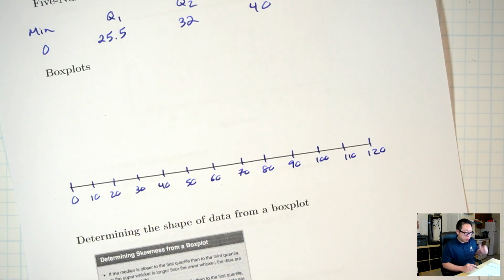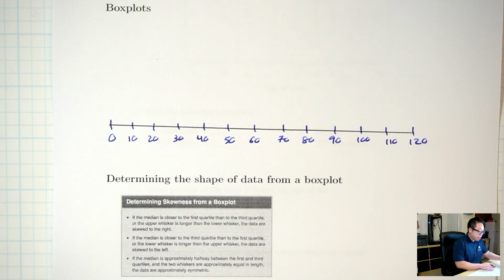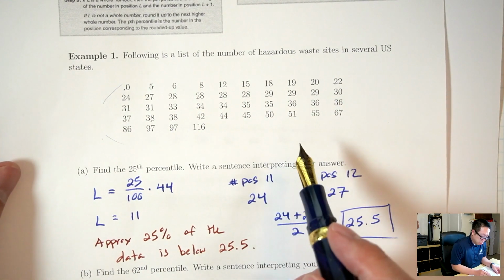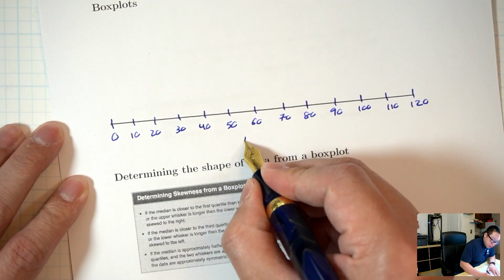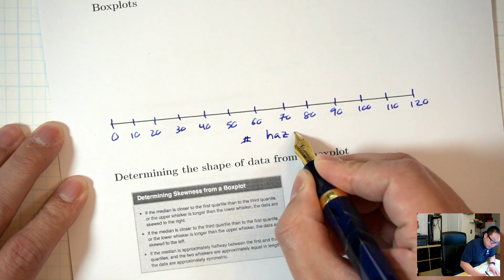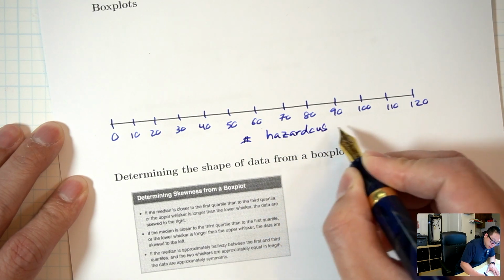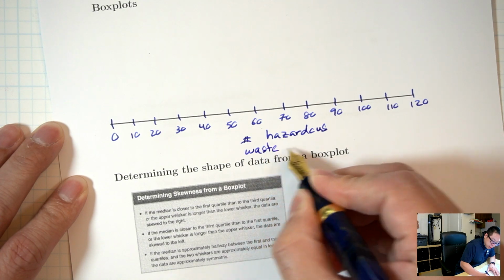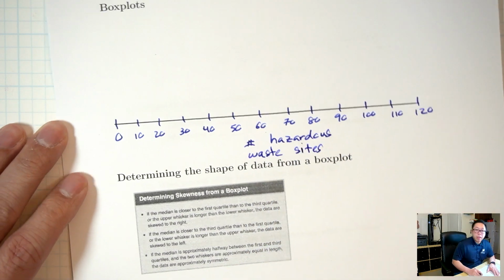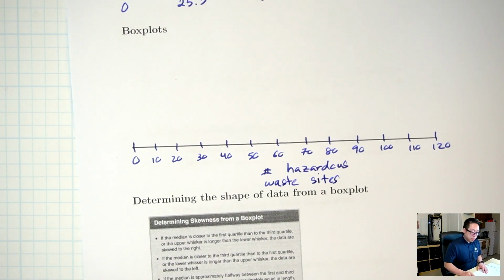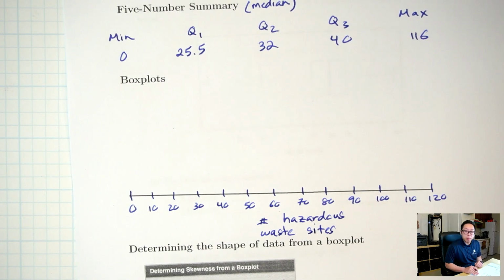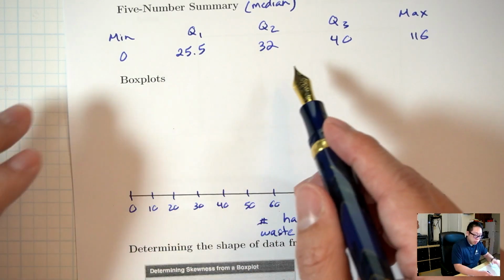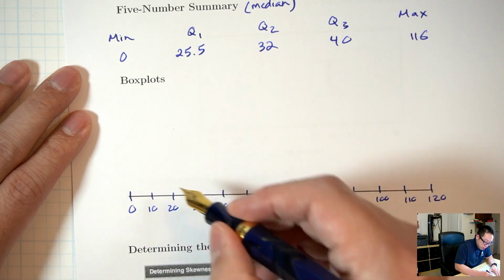And then let me label what the x-axis means. So our data, what do my data values mean? My data values are the number of hazardous waste sites. Okay, so these numbers here represent the number of hazardous waste sites. And now let's draw my box plot. So the box part comes from Q1, Q2, and Q3. Okay, so I'm going to draw a box using Q1, Q2, and Q3. So Q1, 25.5 is somewhere here.